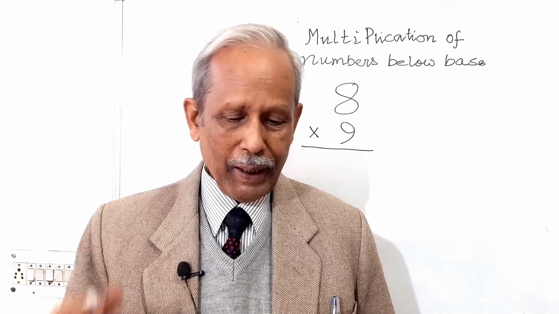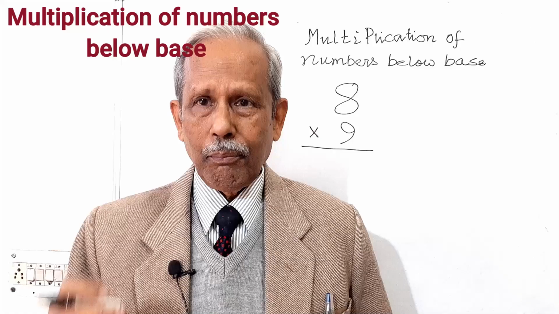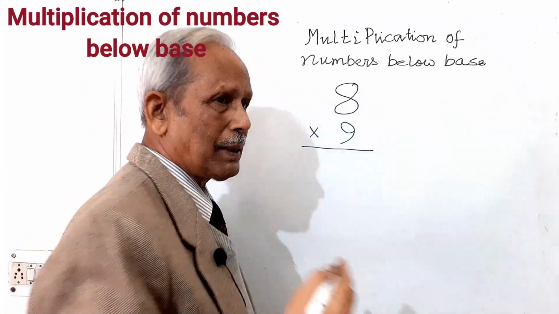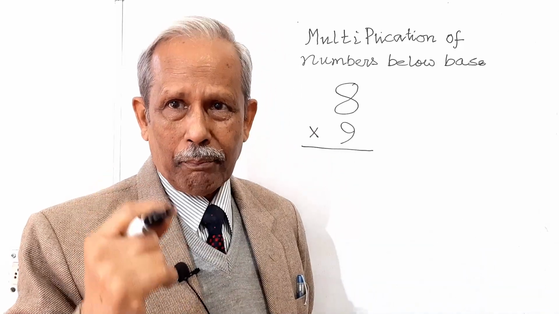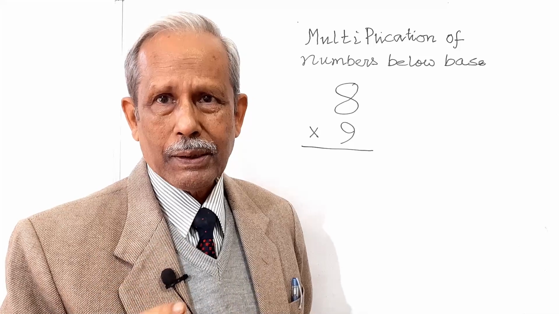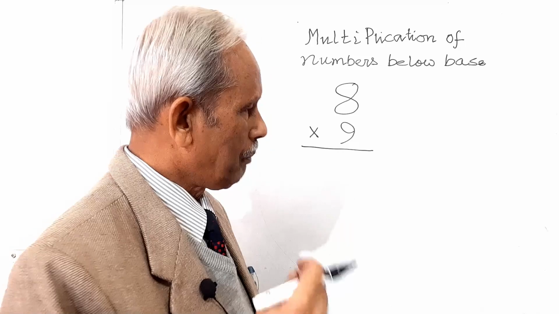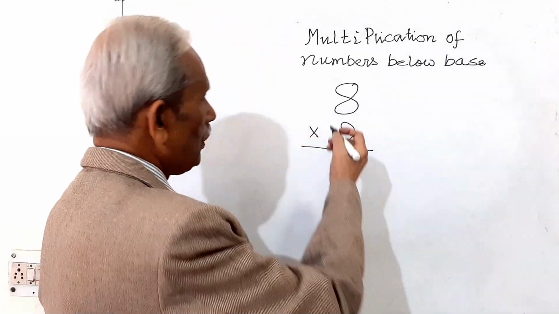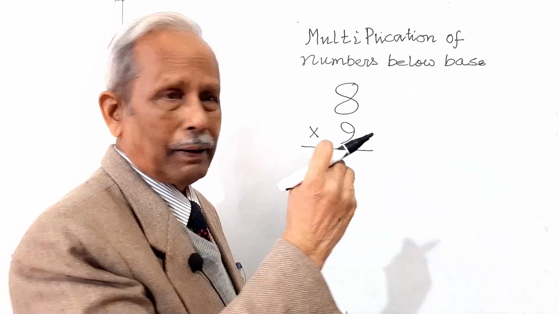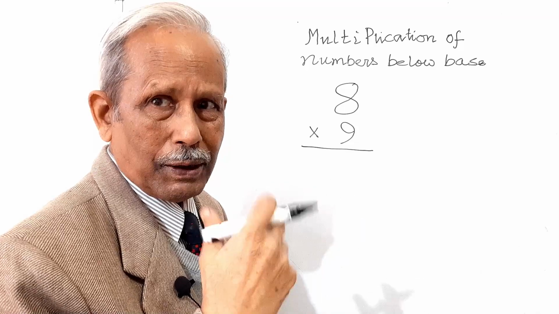We are going to do today multiplication, a special type of multiplication of numbers below common base. Multiplication of numbers below base. And the base, as you know, again I remind you, is a number which is nearest 10, 100, 1000, etc. Those are all bases of numbers. So today we will see the multiplication of numbers below the common base. Now below the common base, the base is 10 and the number is 8, which is below 10. Similarly, the number 9 is below the base. If it is near the base, it's easier to do.